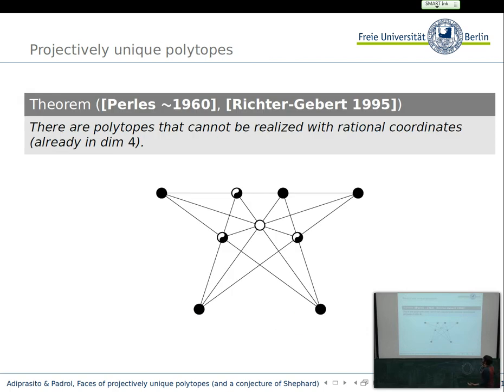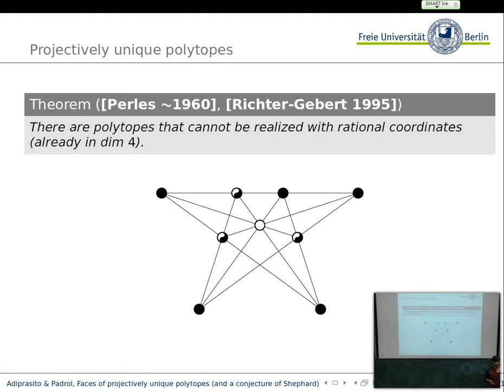So one of the first appearances of projectively unique polytopes was used by Perles. We saw this picture yesterday. He used this picture to prove that there are polytopes that cannot be realized with rational coordinates. And these white points are related to something which is called the Lorentz extension and will appear later. OK, so there are polytopes that cannot be realized with rational coordinates.